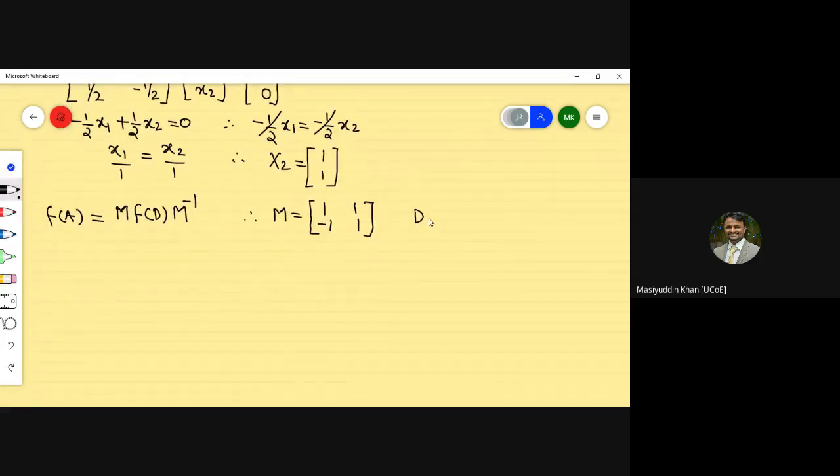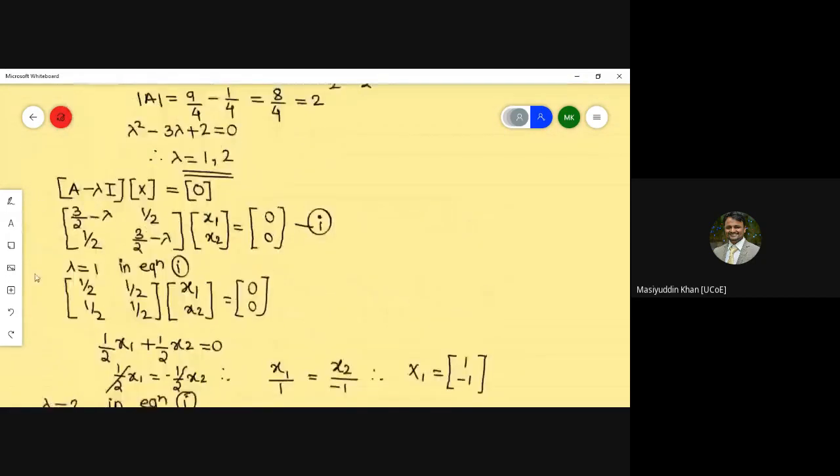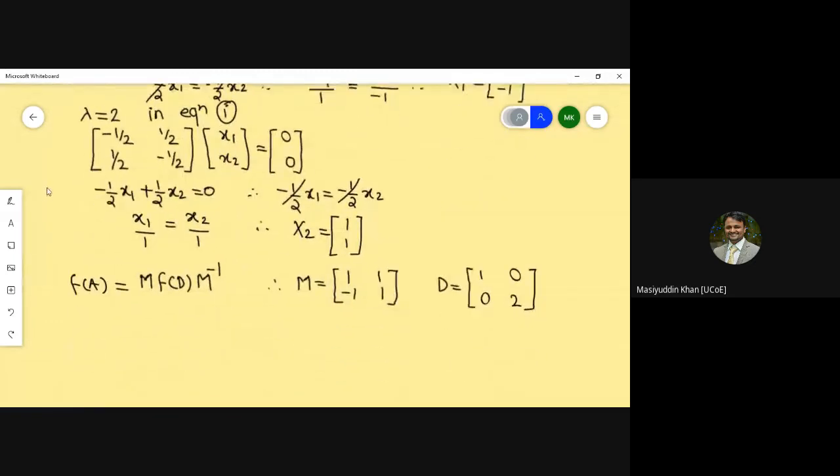Second, what is the D matrix? That is a diagonal matrix. Diagonal elements, if you see, are 1, 0, 0 and 2. Where did 1 and 2 come from? If you observe, lambda is equal to 1 and 2. Lambda is equal to 1 and 2. So this is known as a diagonal matrix.